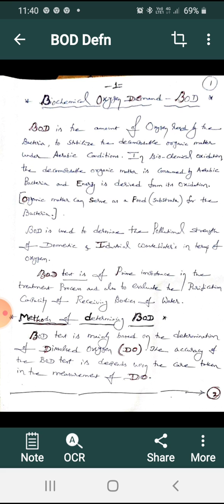Okay, next is BOD and methods of BOD. What you call determination, methods of BOD determination. See, here I will show you.